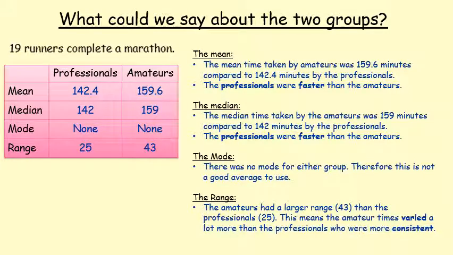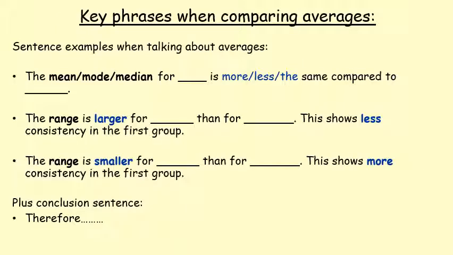So we could say the amateurs had a larger range, 43, than the professionals, which was 25. And the conclusion is that the amateur times varied a lot more than the professionals, who are more consistent runners. Okay, so having a range of 25 minutes compared to 43 means professionals are more consistent. So we want to use that word, more or less consistent. Okay, so key phrases when comparing averages, these would be quite useful for you to have. Pause the video or come back to this slide as you need to.